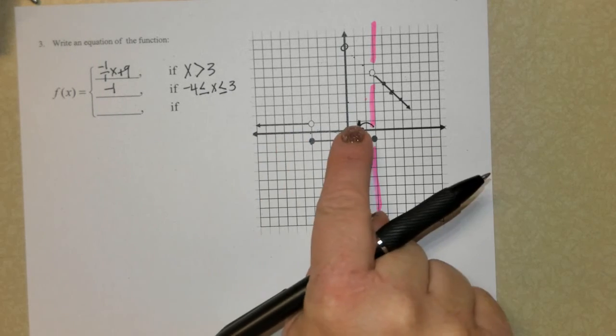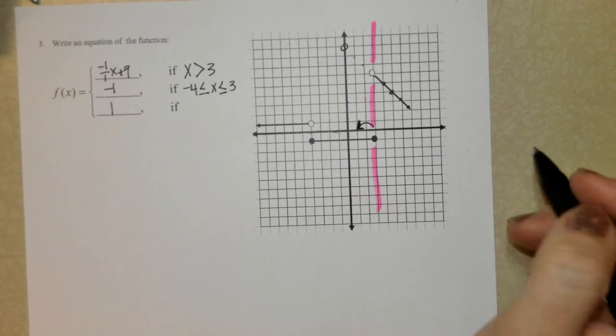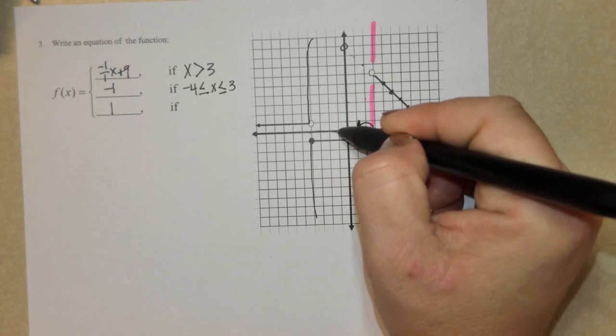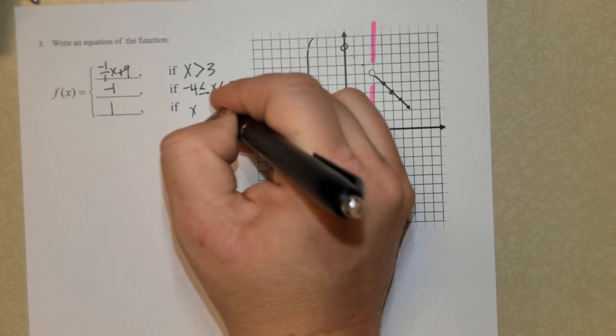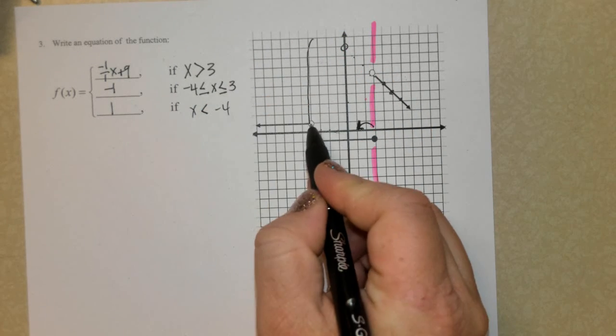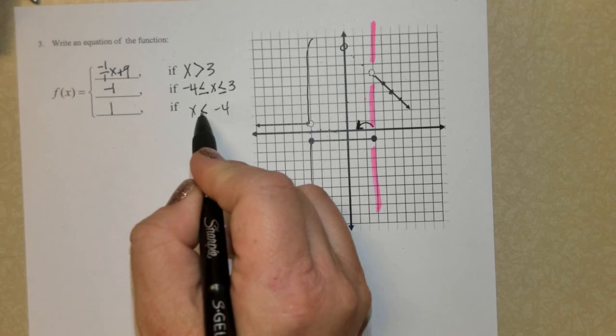Lastly, I have a horizontal line at 1. And here is another boundary line. Again, it is at negative 4. And I want to shade to the left of that. So make the arrow to the left. There is not a closed circle, so I leave it as is.